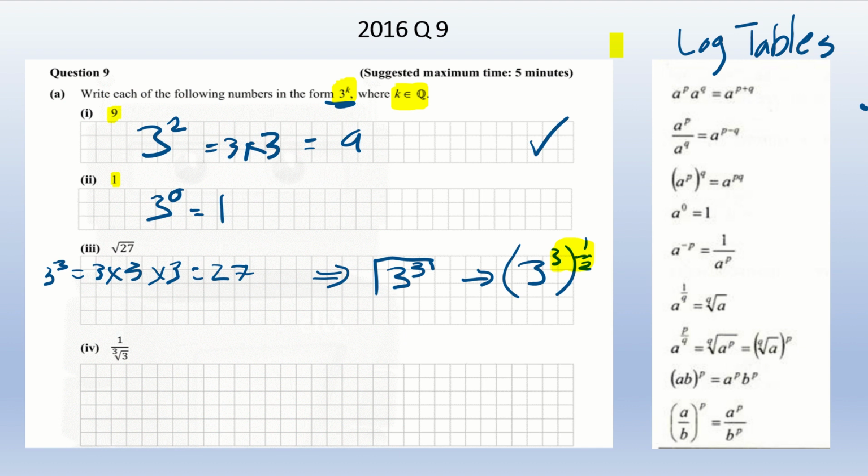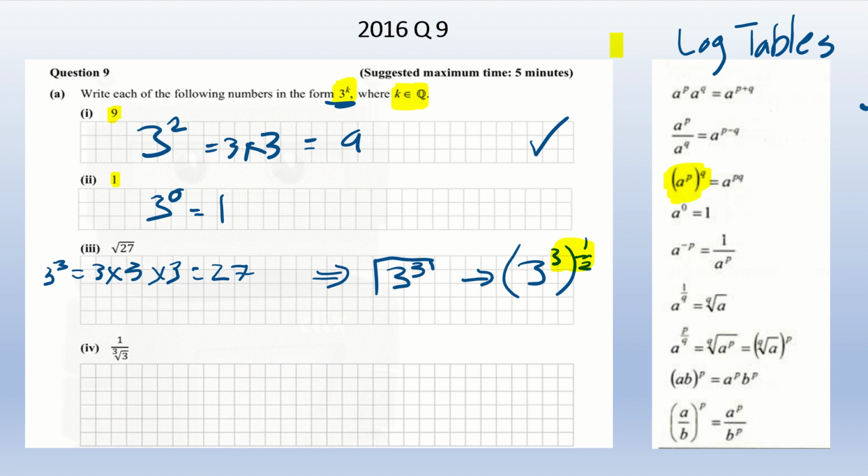So I'm going to go over to my log tables now, and see which one of my log tables rules will help me in that situation. If I go down to my third one, you'll notice that we have the exact same scenario here, where we've got 3 to the power of 3 all to the power of a half. In this one, my a is my 3, the base 3, my p is my exponent 3, and then my q is my other exponent, a half here.